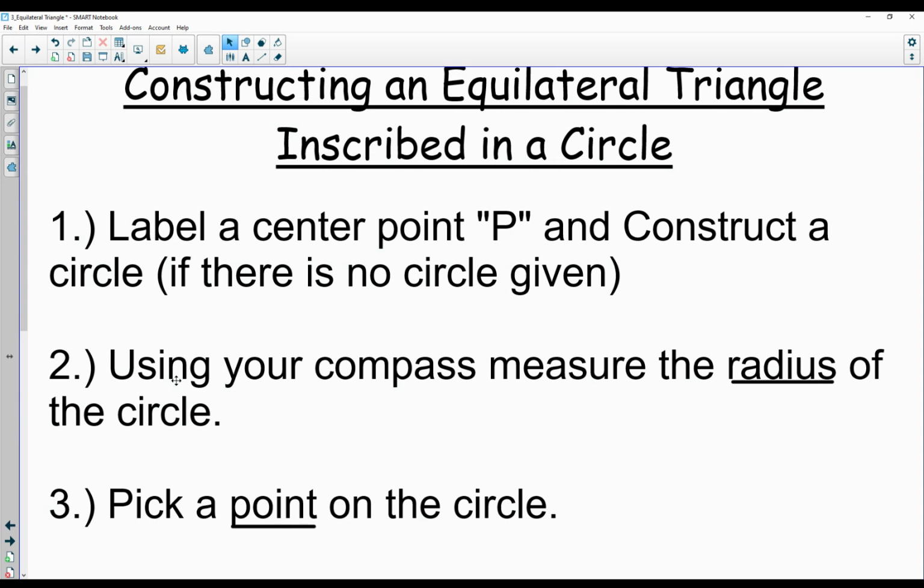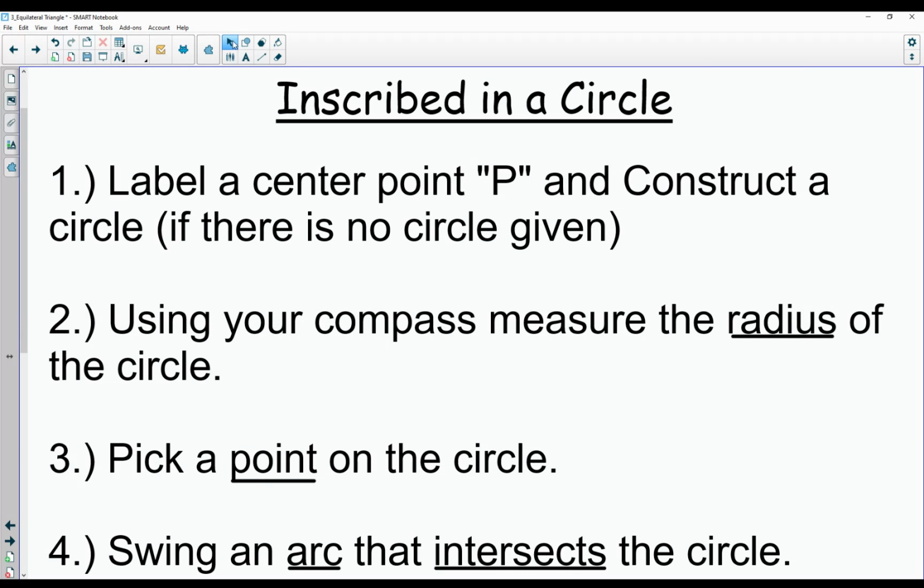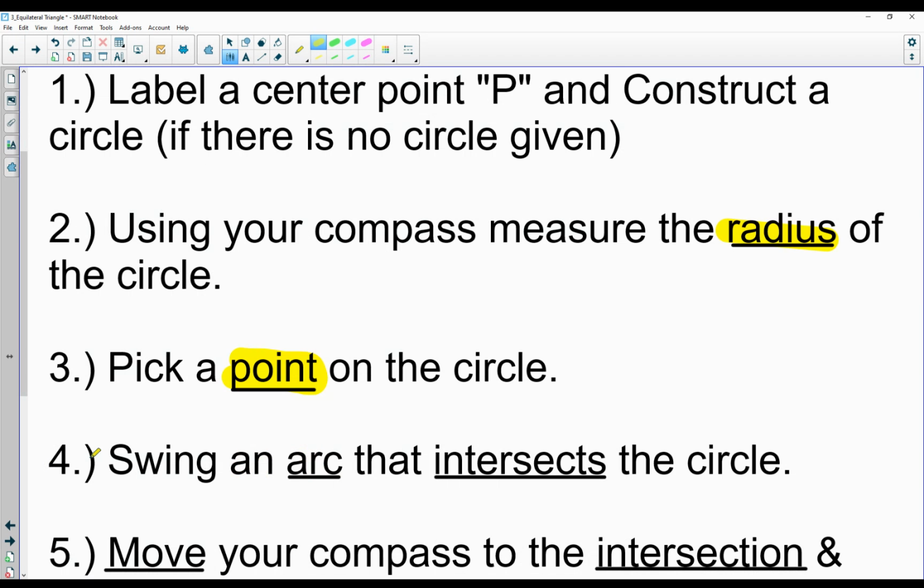Okay. Step 2 is you have to use your compass to measure the radius of the circle. Remember, that's going from the center to the outside of the circle. That's your radius width of the circle. Okay. Step 3, you need to pick a point on the circle, right? So you're going to actually put a point somewhere on the circle. Now, step 4, you're going to put your compass on that point using the radius width, and you're going to swing an arc so that it intersects the circle.